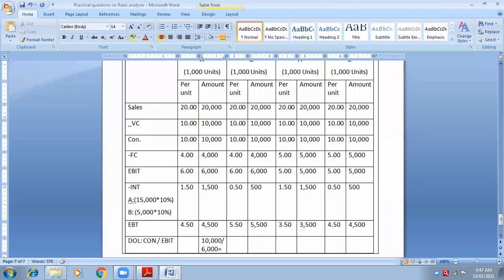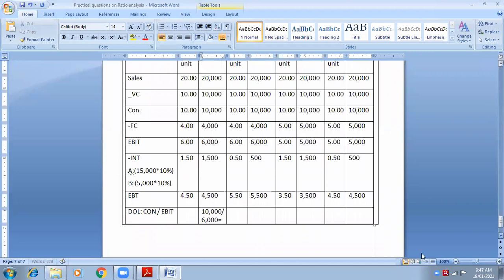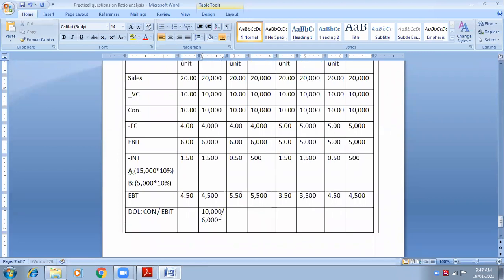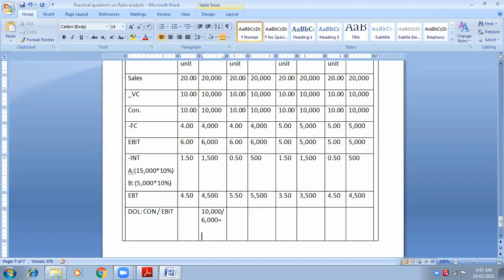Put equals to. See the way I am doing it. Look at the screen. Put equals to and then come to the next line there only and tell me the answer. 10 by 6. 1.67. Okay. So the same way this DOL has to be calculated for plan B.